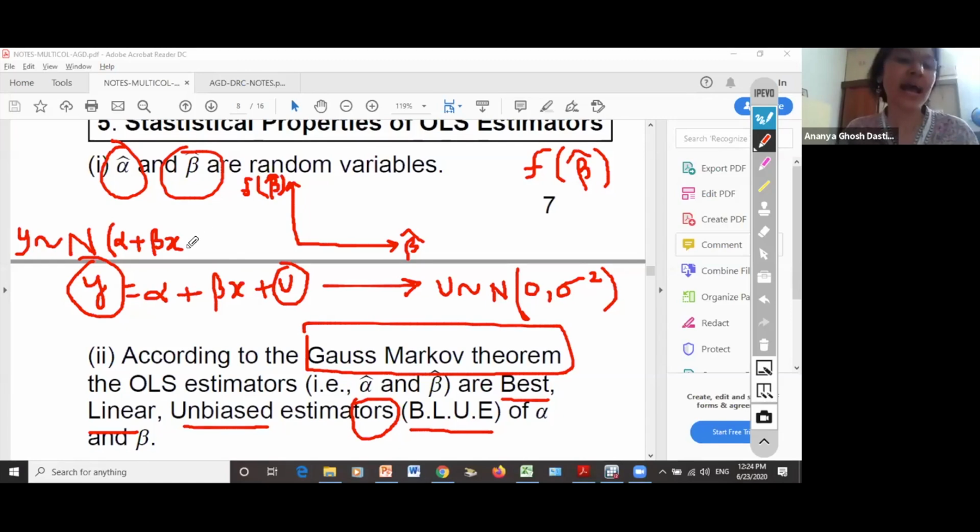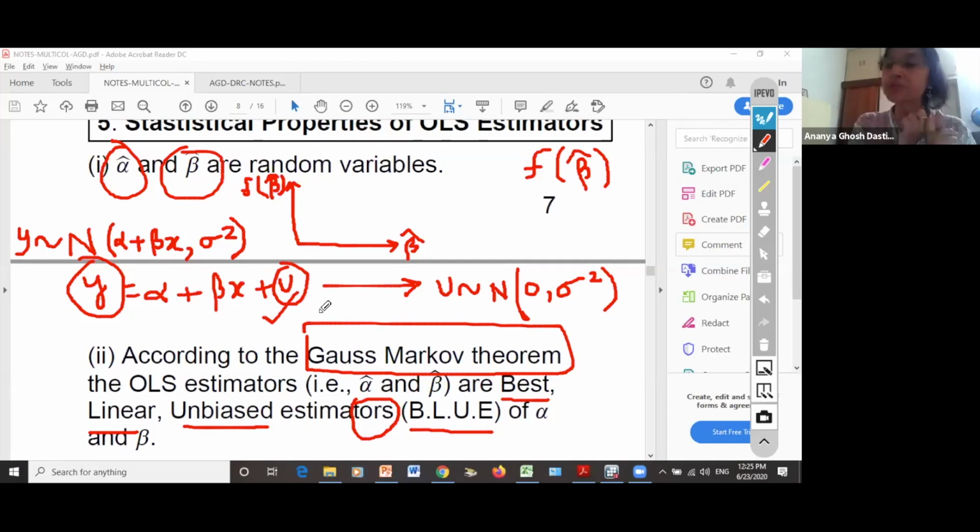Correct? And what is the variance of y? The variance of y is of course also sigma square. Because the random part of y is essentially being driven by u. So it is the error variance and the variance of y which are really the same things. Now, having said that, so errors are normally distributed, because of which y is also normally distributed.